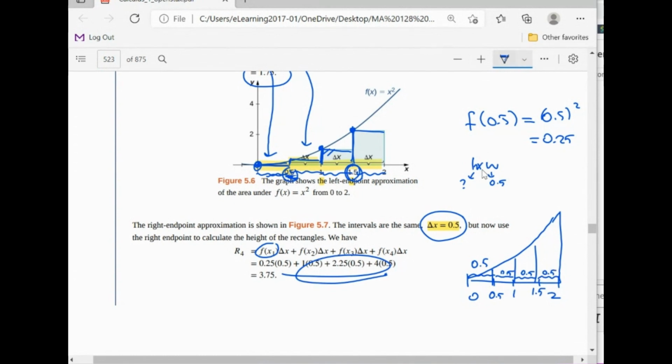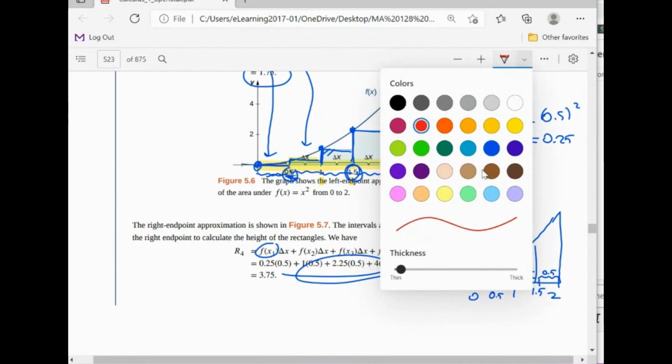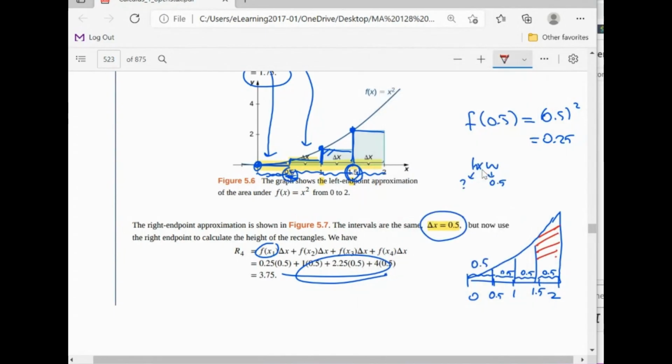How about the height? Well, look at this sub-rectangle. As we said, we can pick the left endpoint or we can pick the right endpoint. And here, if you pick the right endpoint, you will have a larger rectangle. If you pick the left endpoint, you will have a smaller rectangle. So you have different approximations.